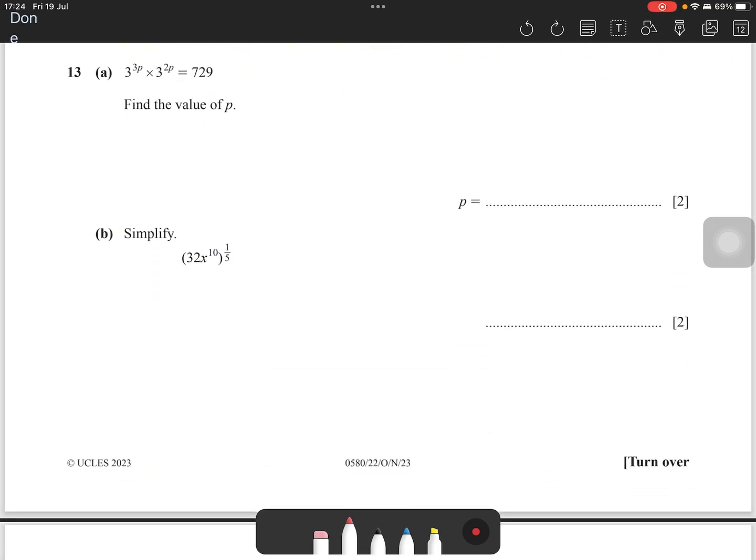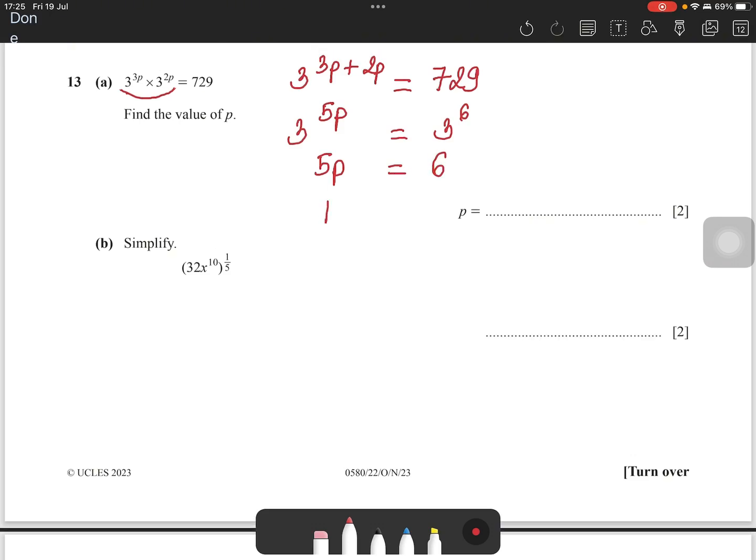Question 13. A. Find the value of p. Look at the left-hand side. When we multiply two numbers with the same base, we just add the two powers together. 3p plus 2p equals 5p. 729 is actually 3 to the power of 6. And on the left, we have 3 to the power of 5p. Now the two bases are the same, so the two powers should be the same too. 5p is equal to 6, so p is equal to 6 divided by 5, which is 1.2.